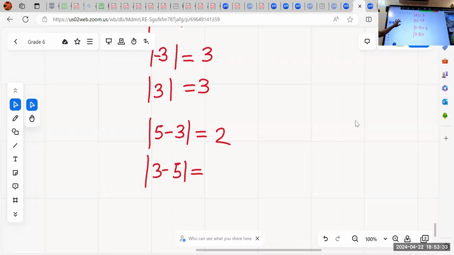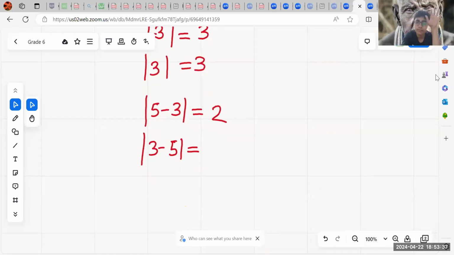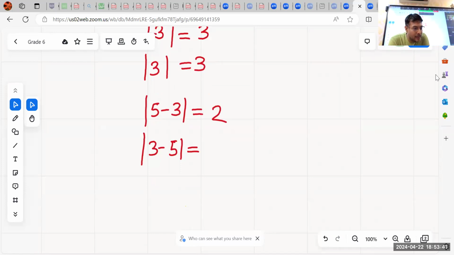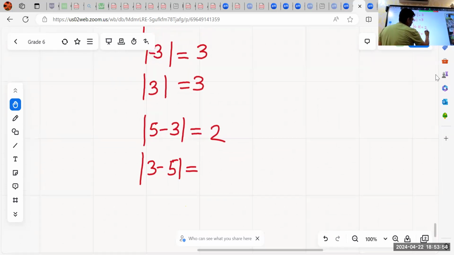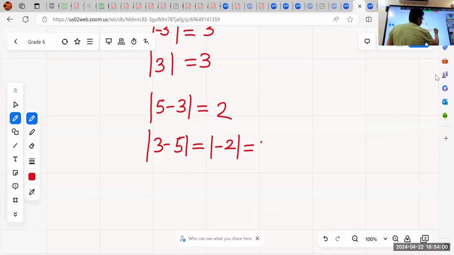So how many are saying 2? Raise your hands. And how many are saying -2? Raise your hands. So Gauri is saying -2, UV is saying -2. See UV, 3 - 5 is -2. So we will put -2 inside these magical lines, and I will get +2 as the answer.